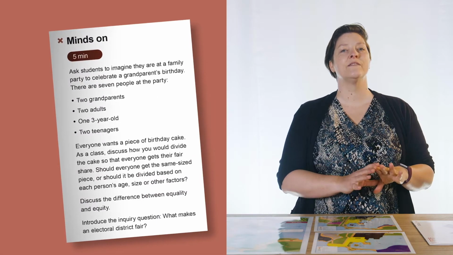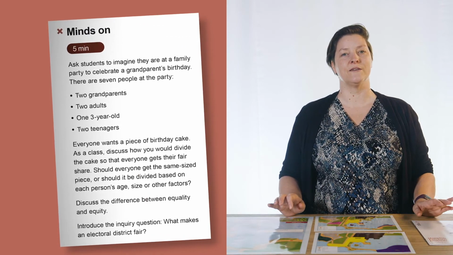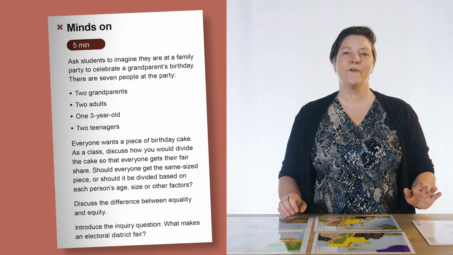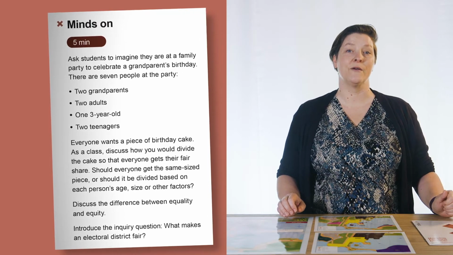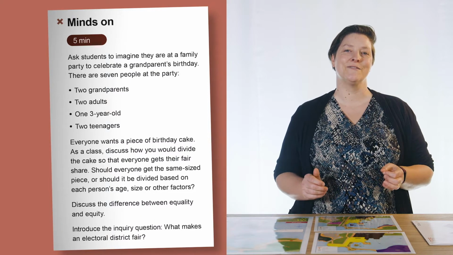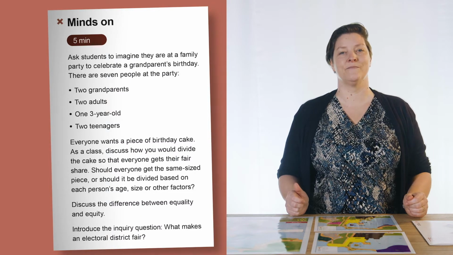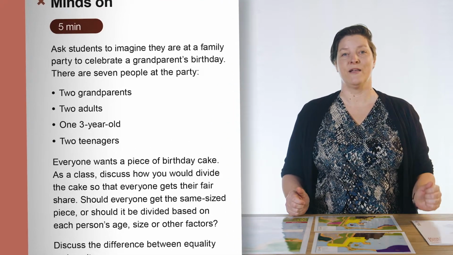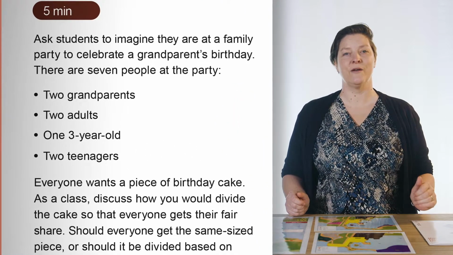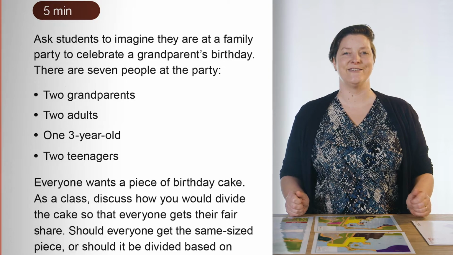We start with the minds-on, the first part of the three-part lesson structure that's embedded in all of our activities. These first 5 minutes help students connect their own experiences to the big idea of the lesson. In this minds-on activity, students imagine that they're at a family event to celebrate a grandparent's birthday. There are 7 people at the party: 2 grandparents, 2 adults, 1 3-year-old child, and 2 teenagers.